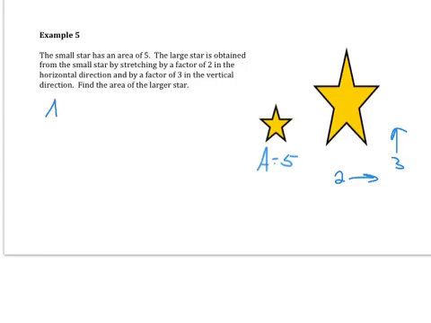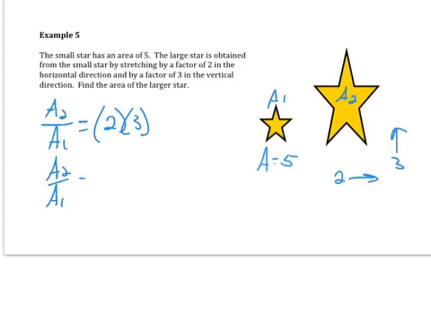So the bigger area, if this is A2 over A1, that's going to be equal to 2 times 3. A2 over A1 is equal to 6. So A2 over 5 is equal to 6. You cross multiply, and the second star has an area of 30.